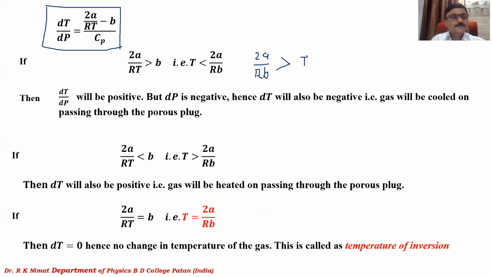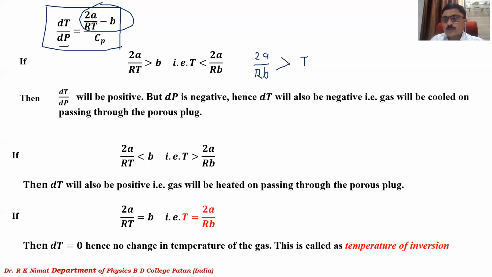Like that, you can write this. Now, if this is the case, then what will happen? If this 2a divided by RT is greater than B, this term will be positive. The numerator term will be positive means the right hand side will be positive. But we know that dP is negative.